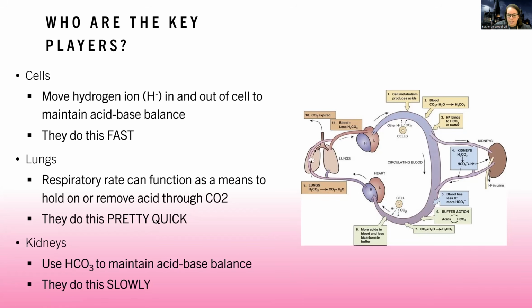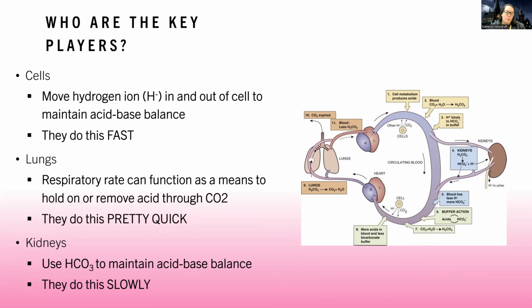The lungs are the next quickest thing that can jump in and help when there's an acid-base problem. They do this by increasing or decreasing the respiratory rate. Effectively, I blow out CO2. Think of it the same way the cells move hydrogen in and out of the cells: the lungs can choose how much CO2 they're letting out, or how fast I'm breathing. Because CO2 is an acid, the faster I'm breathing, the more acid I'm getting off. The slower I'm breathing, the less acid I'm getting out. They can work pretty quickly when there's a problem.